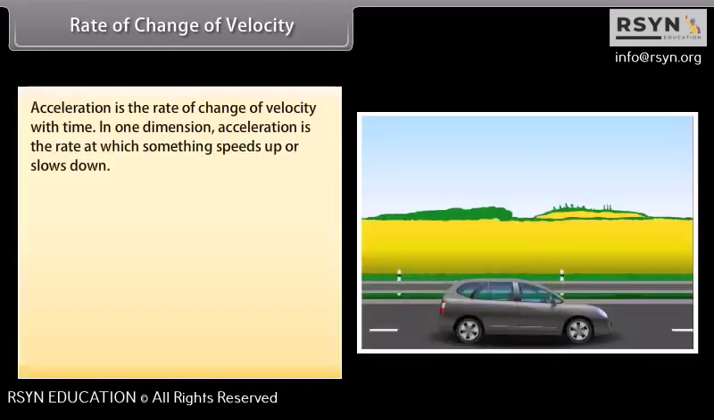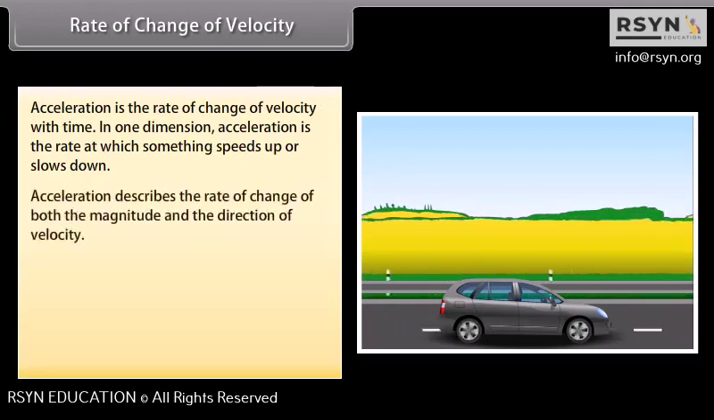Rate of change of velocity. Acceleration is the rate of change of velocity with time. In one dimension, acceleration is the rate at which something speeds up or slows down. Acceleration describes the rate of change of both the magnitude and the direction of velocity.